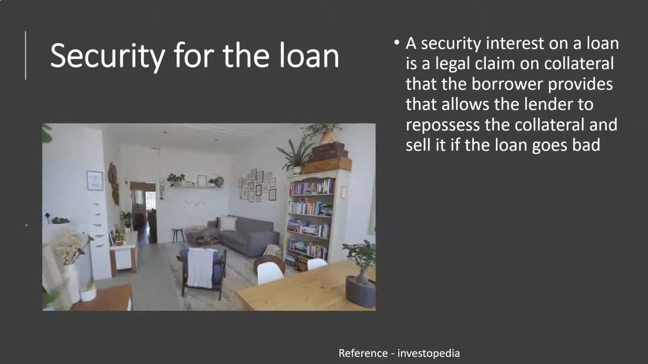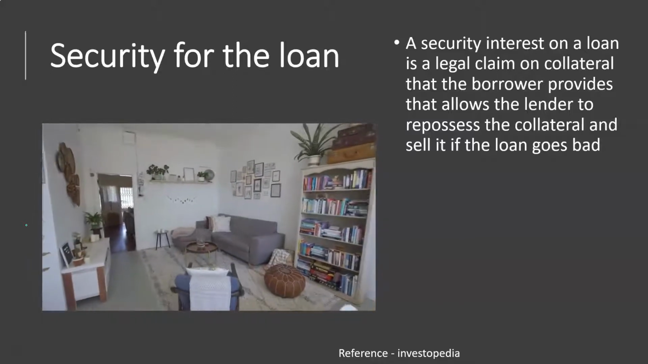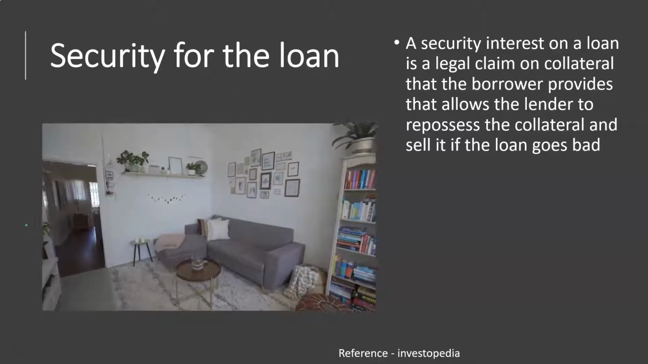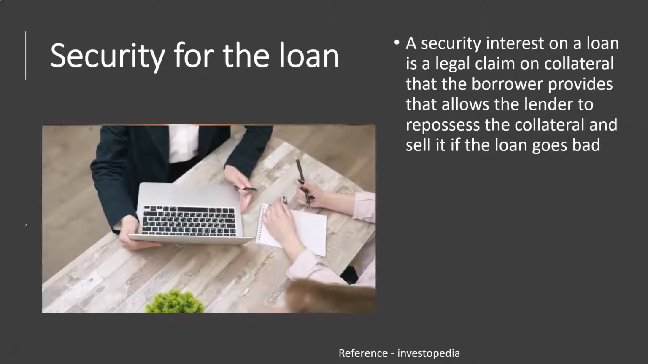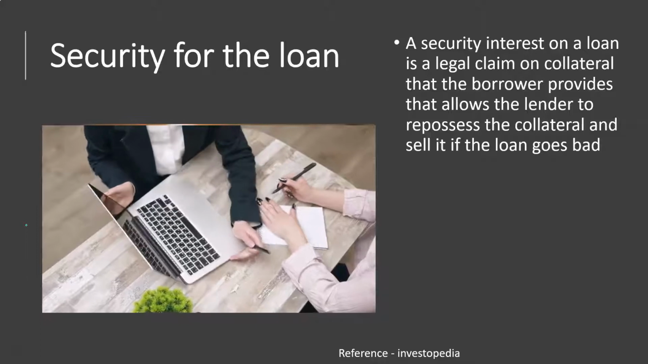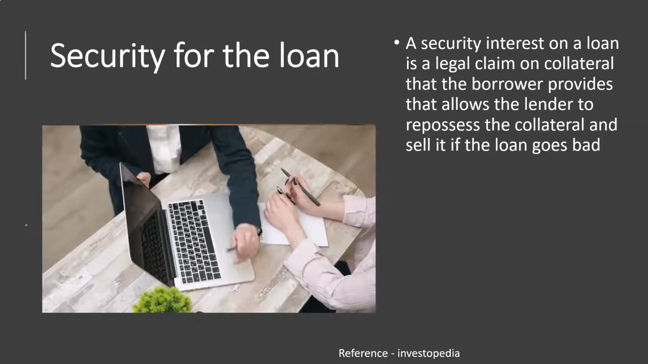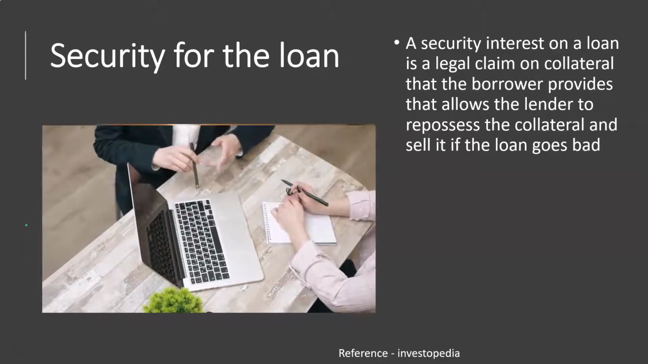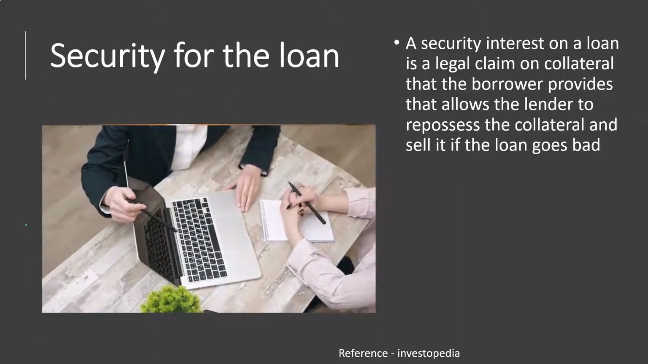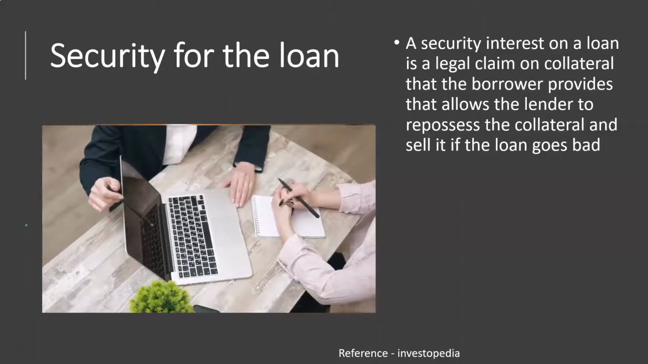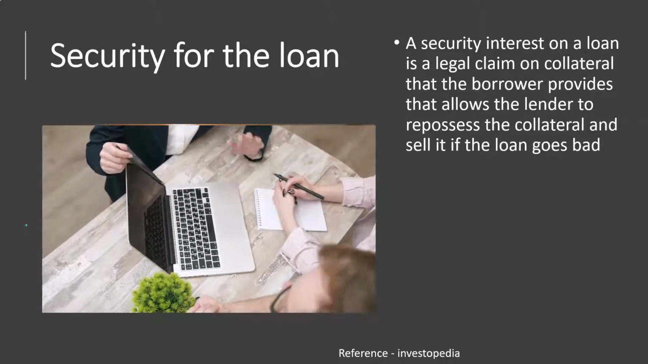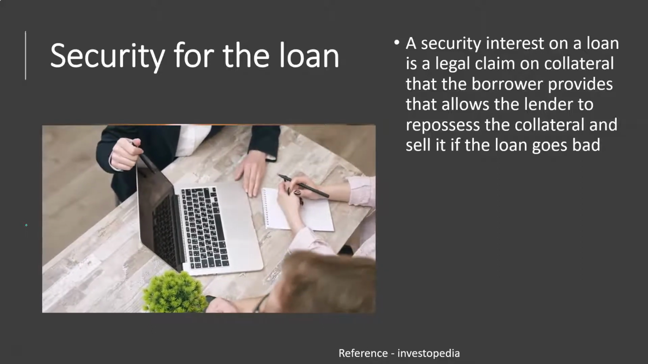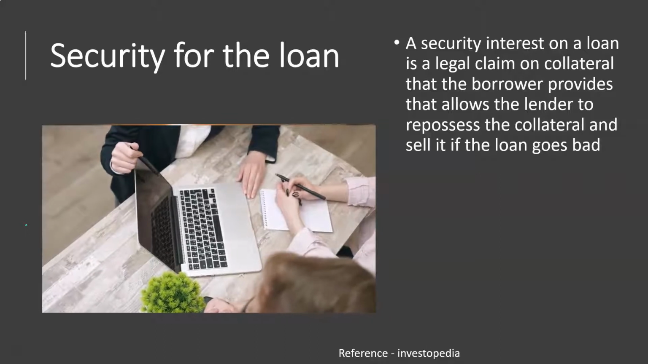and that usually will result in the security of the real estate itself. So security in general, a security interest on a loan, is a legal claim on collateral that the borrower provides that allows the lender to repossess the collateral and sell it if the loan goes bad. So clearly, the real estate is a really good thing from the bank's perspective to have as collateral generally, because usually the real estate value is fairly stable and or increases in normal times.